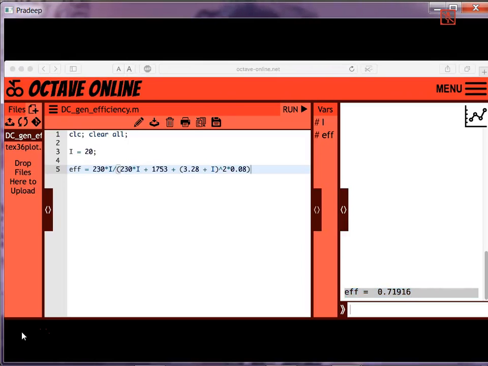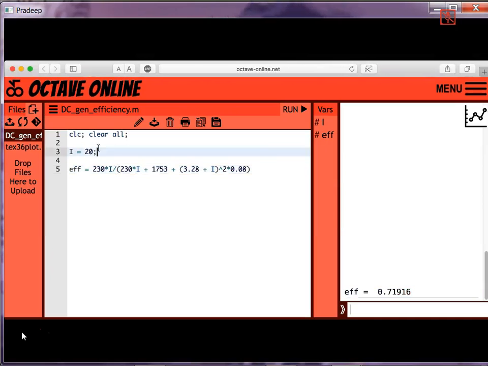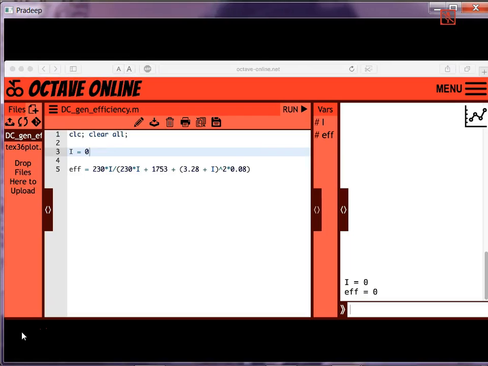Now instead of getting a single value every time, I want to get different values. So in MATLAB, you can define something like this. So by the way, what happens if I give 0? If current is 0, then what will be the efficiency? You can see on the right side, I equal to 0, efficiency is also 0, because if current is 0, output is 0, and if output is 0, then efficiency is output by input. So 0 by anything, it will be 0 only.